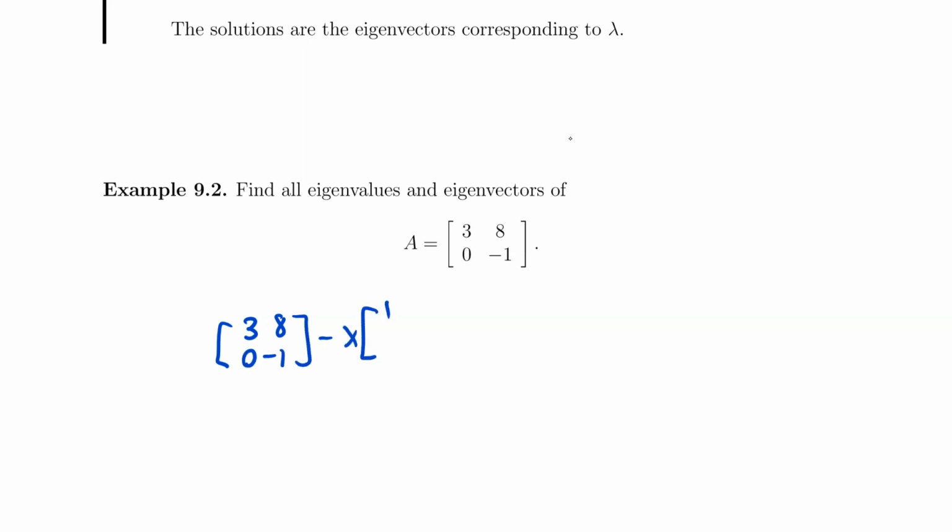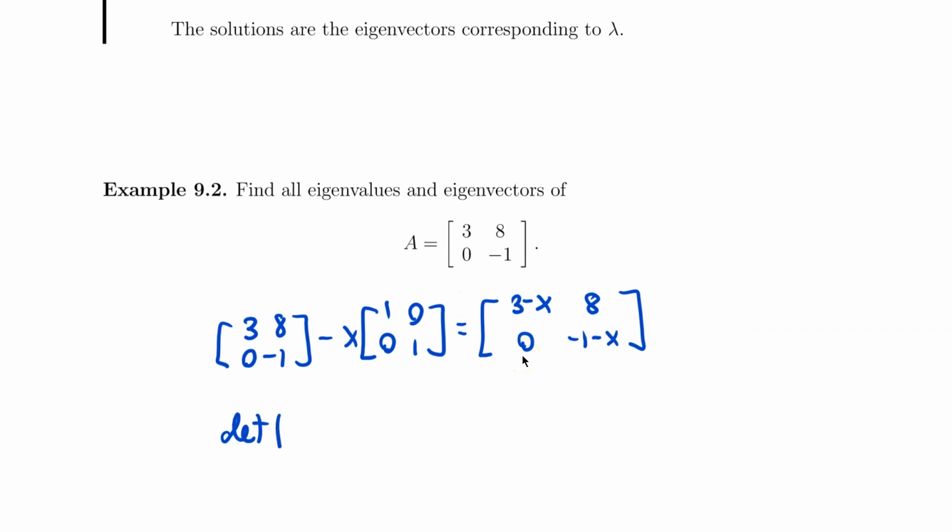times the identity matrix. So this is going to be 3 minus x times 1, which is just 3 minus x. I'm going to have 8 minus x times 0, which is just 8. I'm going to have 0 minus x times 0, which is 0. And the last one is going to be negative 1 minus x times 1, that's negative 1 minus x here. Now, I would like to find the determinant of this guy.